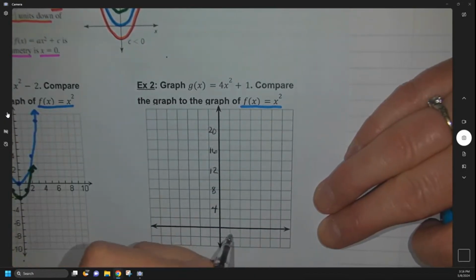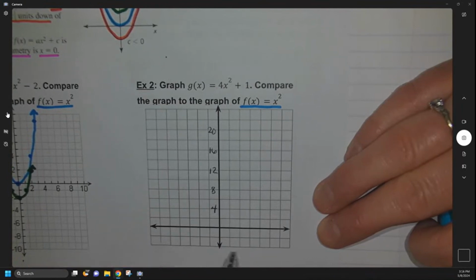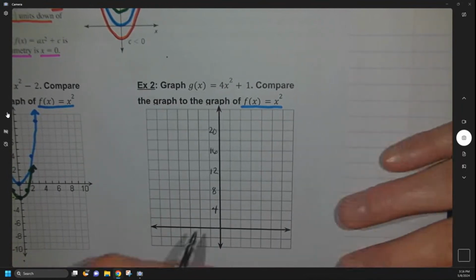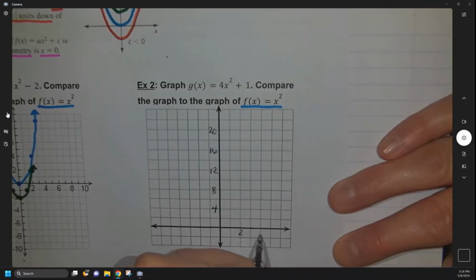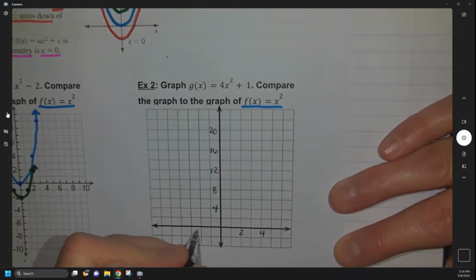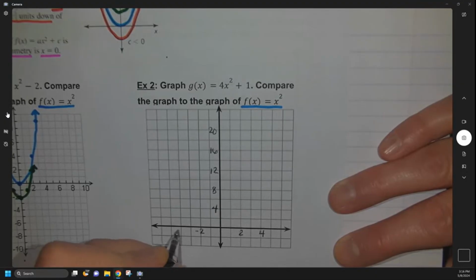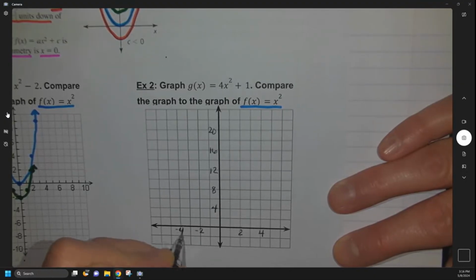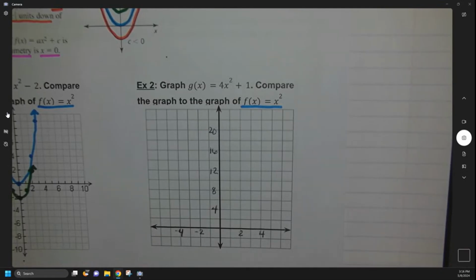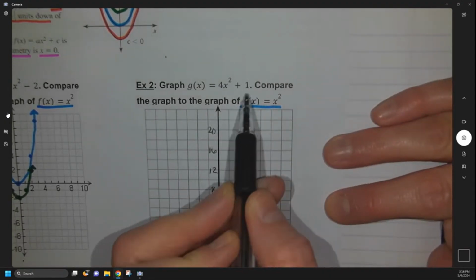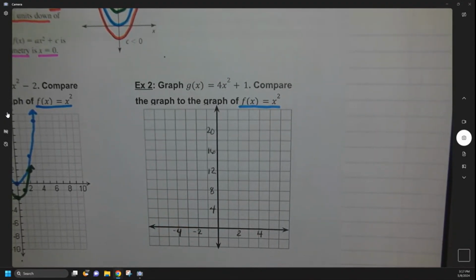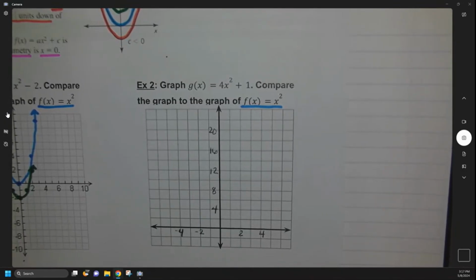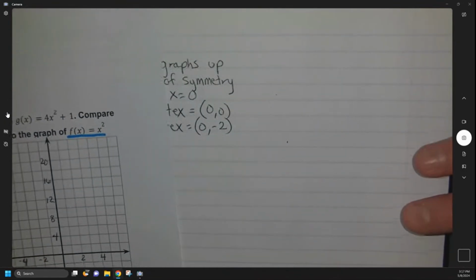Going across the bottom, we can still just count by ones: 2, 4, negative 2, negative 4. Just so we remember, we were going by ones on the x-axis, and on the y-axis, we were going by 2s. All right, I look at it and notice the plus 1, so I know that my vertex is at positive 1. Let's go ahead and make our table.